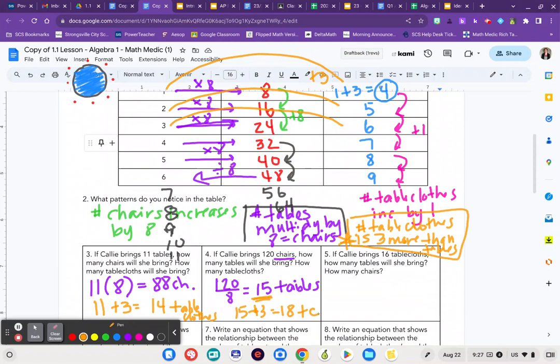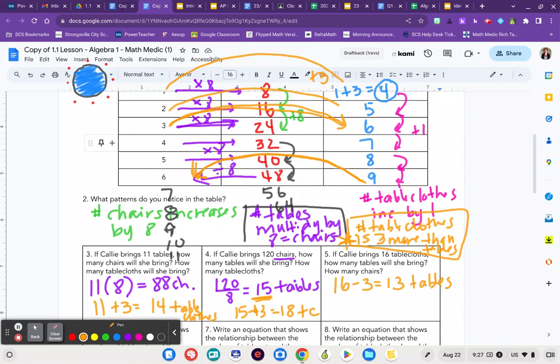All right, 15 says, if Callie brings 16 tablecloths, how many tables will she bring? Okay, so this time I know the number of tablecloths. It's always 3 more than my tables. So again, I have to go backwards, right? Moving from tables to tablecloths, we added 3. So going backwards, I have to take the 3 away. So if I know that I have 16 tablecloths, I have to take 3 away to know how many tables there are. There are 13 tables.